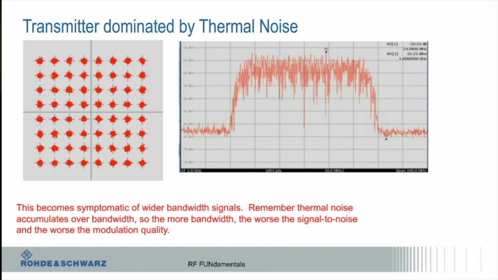Okay, thermal noise. So you see here, in this case, all the constellation points are evenly too big. They're too big in every direction. So that's what it would look like if you had more of a thermal noise problem. You might see this in wide bandwidth signals, because obviously there's more noise over more bandwidth. Wider bandwidth by definition means there's more thermal noise.